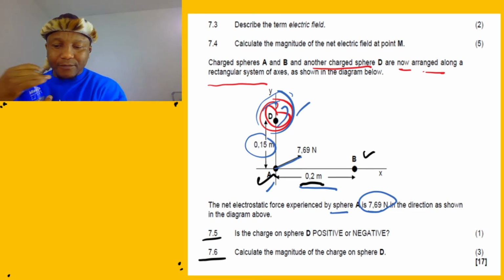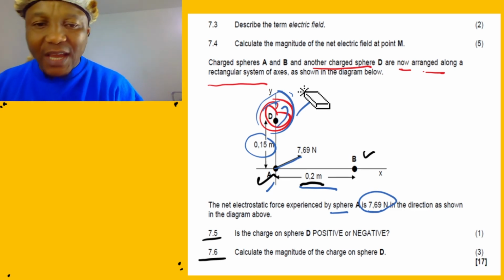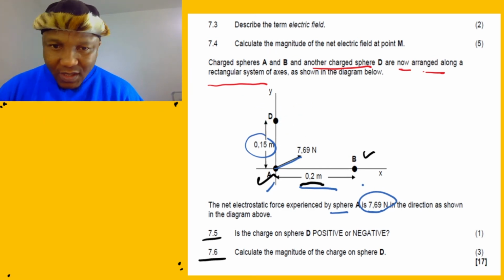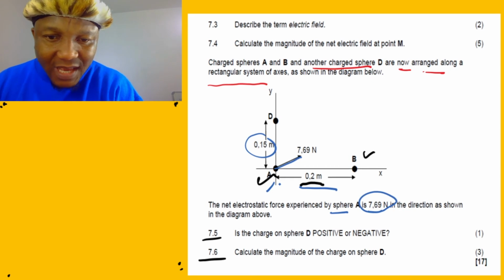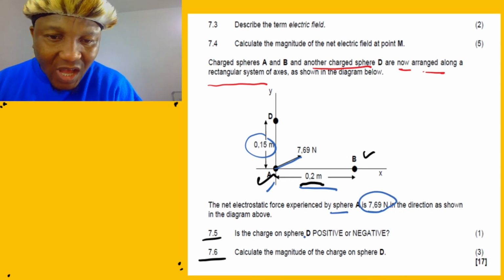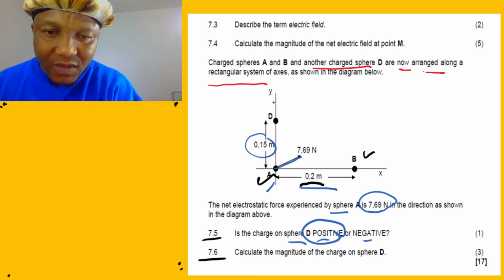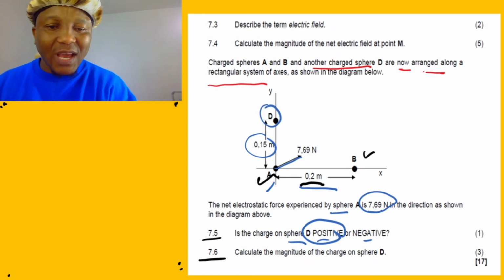You see what I'm saying? So now what do they want? They say, is the charge on sphere D positive or negative? No, come on, it's positive because it's on top. See, it's on top. So the answer is going to be positive.